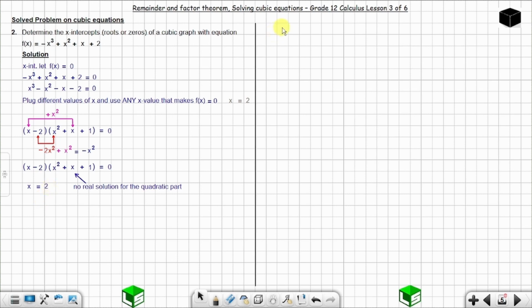Now question 3, we're still solving cubic equations. Now question 3: determine the x-intercept, or determine the roots, or determine the zeros, right?